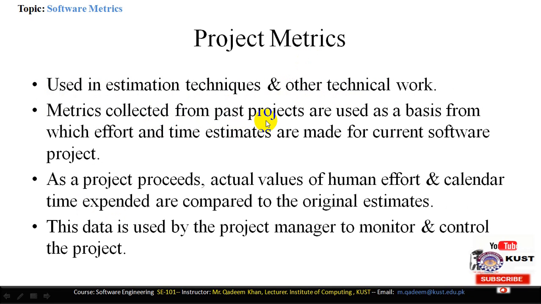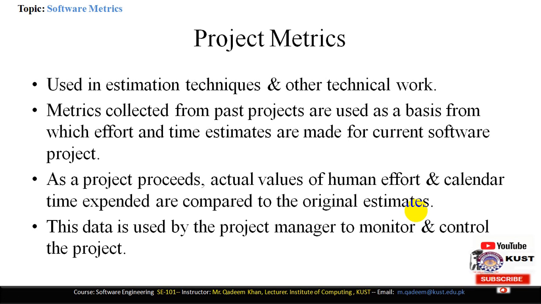Metrics collected from the past projects are used as a basis on which effort and time estimates are made for the current software projects. All metrics are used for the estimation purpose, and the past project estimation can be used in the current projects as well. As the project proceeds, actual values of the human effort and calendar time expended are compared to the original estimation. So whenever time proceeds, we make the measurement and we compare the actual measurement and the measurement provided by the metrics.